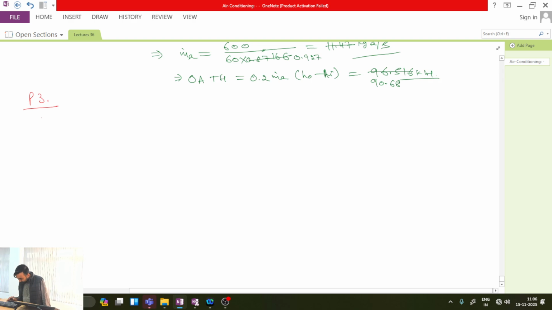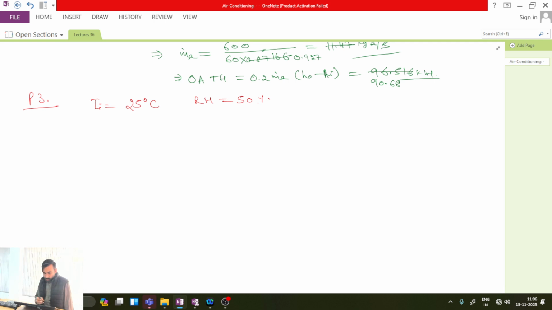The room air leaves an air conditioned space at 25 degrees Celsius and 50% RH. So again the condition is same, 25 degrees Celsius and RH is 50%. Okay. The bypass factor of the cooling coil is 0. What it means, I have a cooling coil without any bypass factor. So X is equal to 0. The outdoor air is at 45 degrees Celsius and 30% humidity. So TO is equal to 45 degrees Celsius and 30% RH.